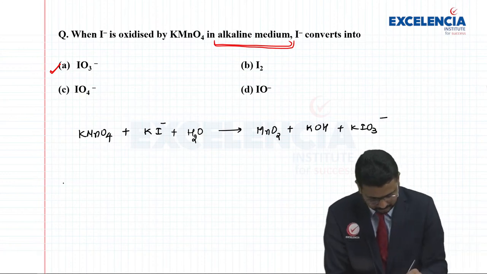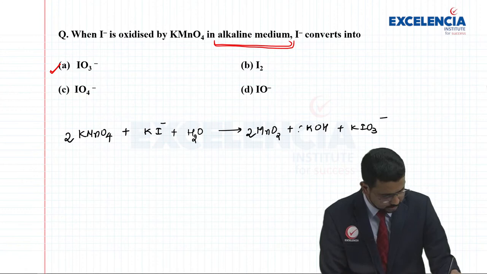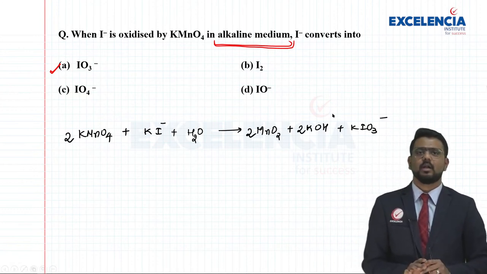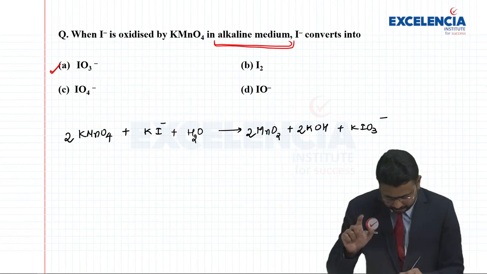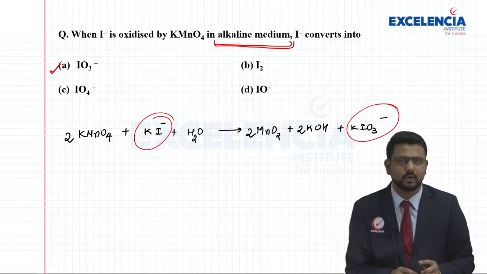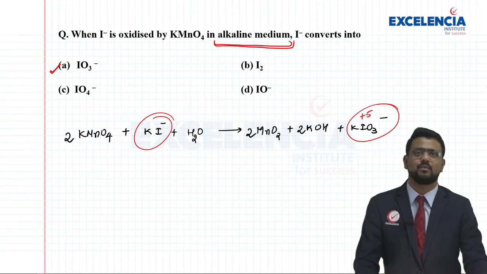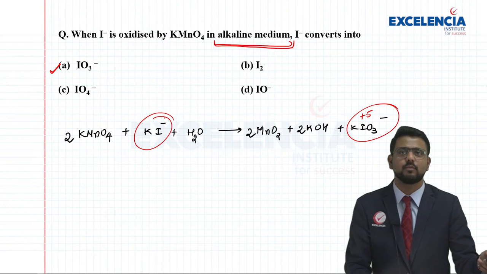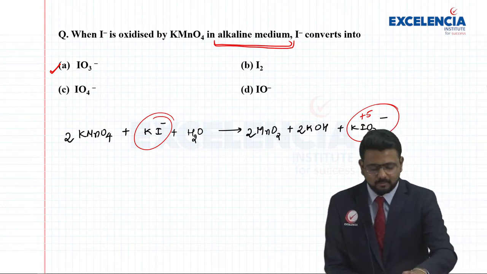So if I write the balanced reaction here, this is going to be 2 here, this will be 2 here, and of course this is also going to be 2. Simple, straightforward. They're not asking you to balance this reaction, but you need to understand that I minus gets converted to IO3 minus, wherein the oxidation state of I is going to be plus 5. So from minus 1 it changes to plus 5, right? Okay, moving on to the next part here.